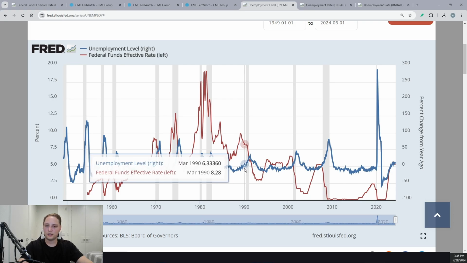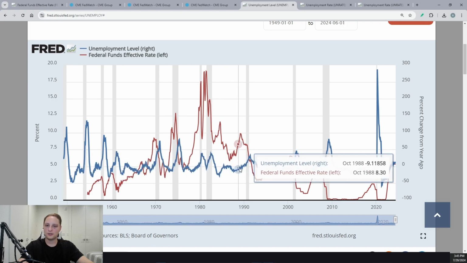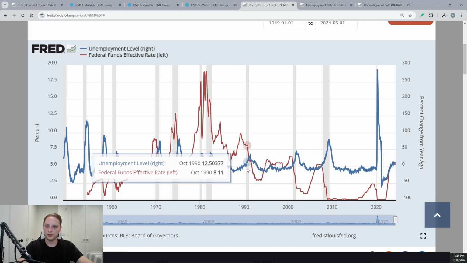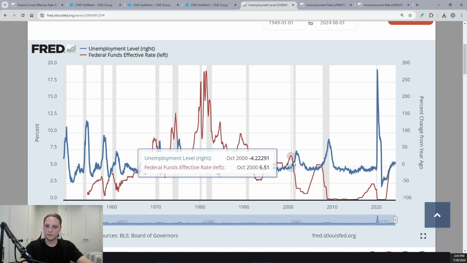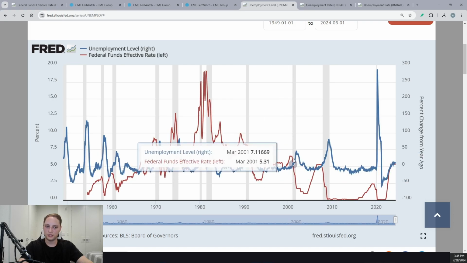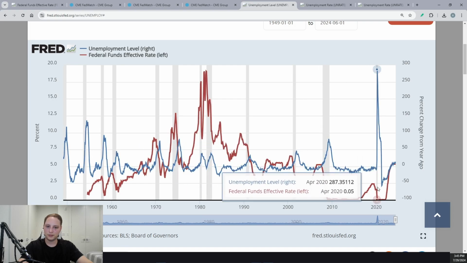But they're always behind the curve. So they typically cut too late, so then there's a recession, shown in the gray shaded areas. They'll cut the rates, recession. They'll cut the rates, recession.